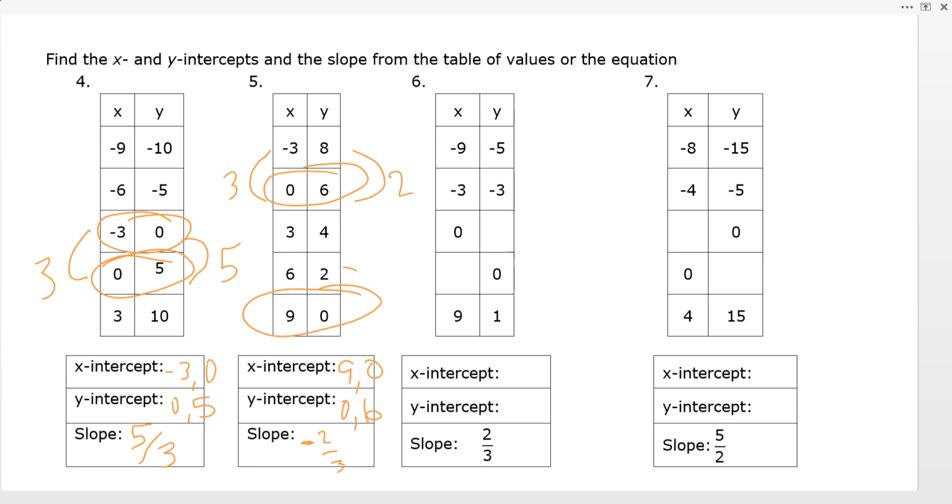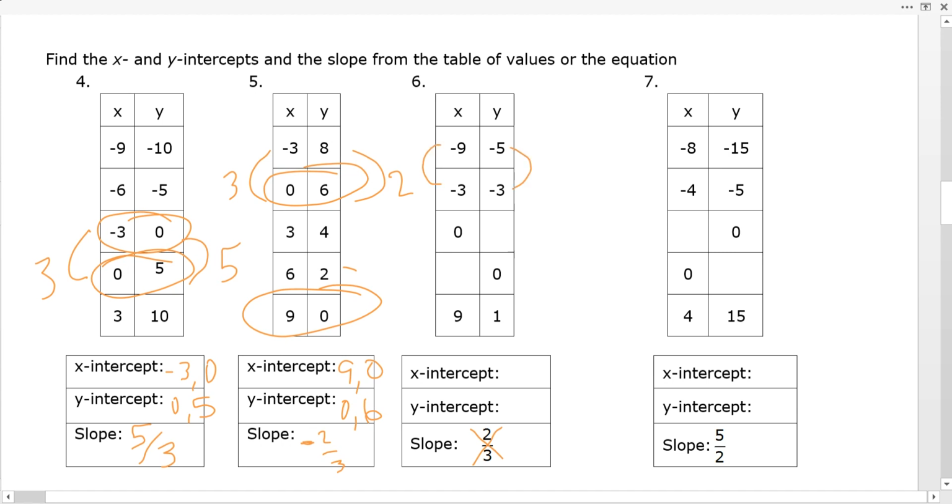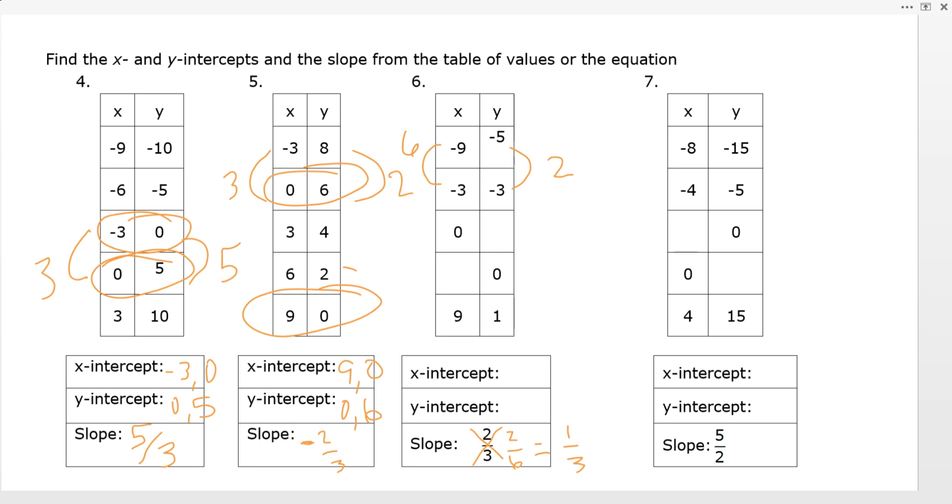Okay, now we have the slope, but we do not have the x and y intercepts. The first thing I noticed about this is there was a mistake right here. If you find the differences, they're both going up, so it's going to be a positive slope. This one's going up by 2, and this one's going up by 6. So my slope is 2/6, which is 1/3. So wrong slope.